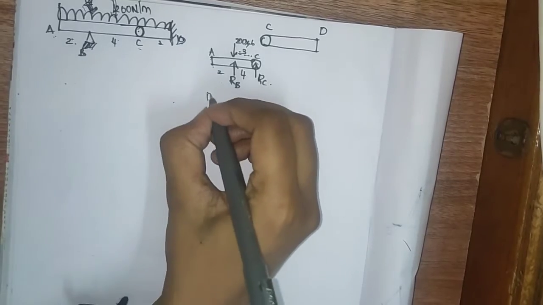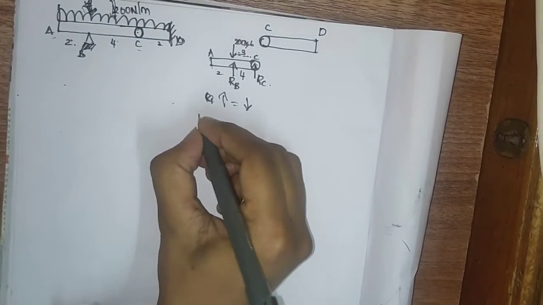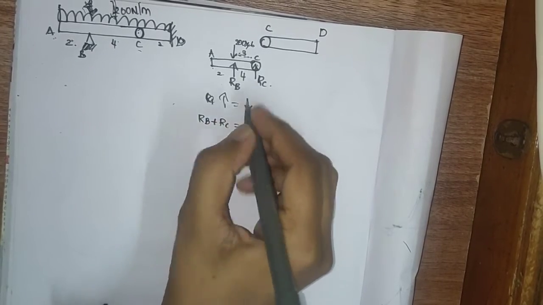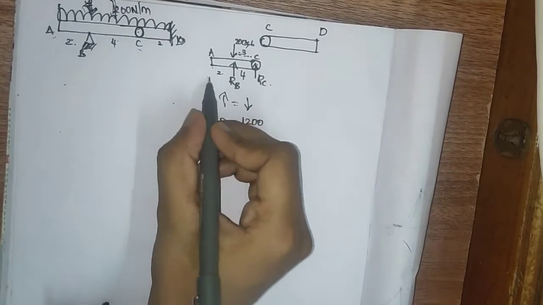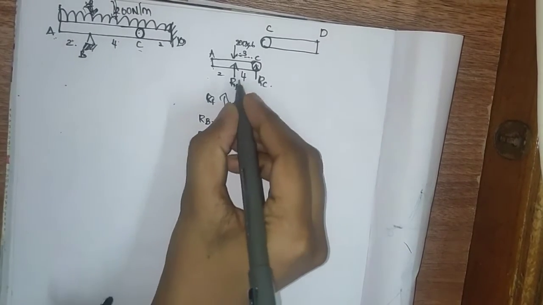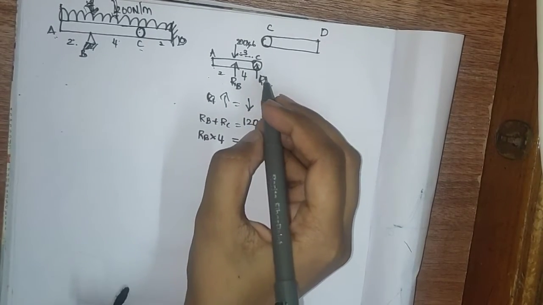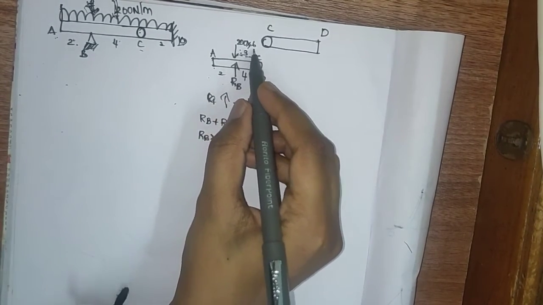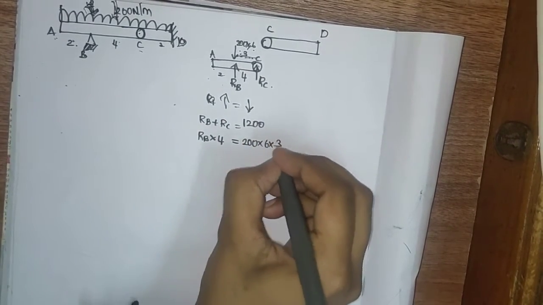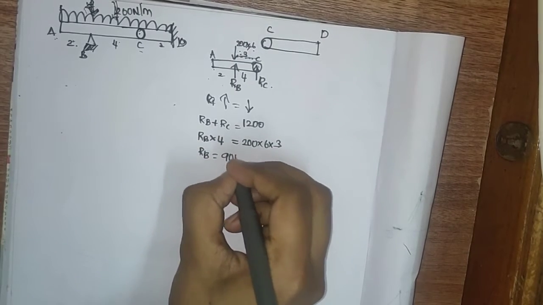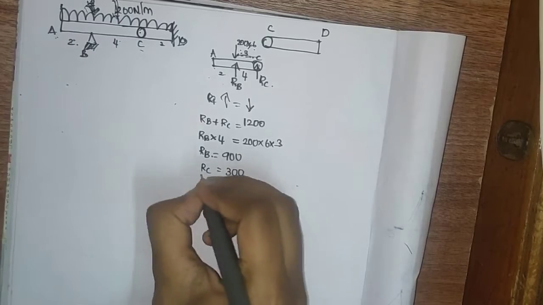So here, upward force equals downward force while considering equilibrium. So what will we get? RB plus RC equals the downward load, which is 1200. Next, taking moments at C, RB into 4 is the clockwise moment, and it equals the anti-clockwise moment, which is 200 into 6, acting at the centroid of 3. So 200 into 6 into 3. So we get RB as 900, and substituting this RB here, we get RC as 300.